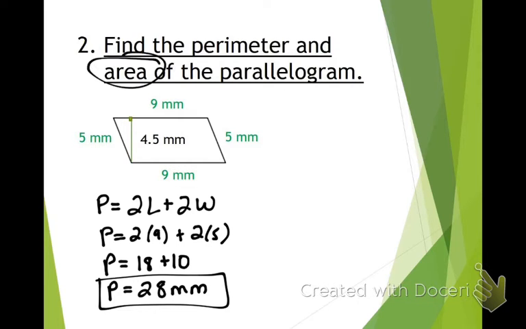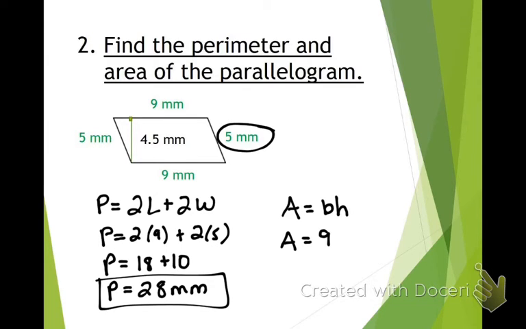We're still trying to find the area of the parallelogram. What's that formula? Base times height. All right, what's my base? 9. What's my height? 4.5. Why is the 5 not my height? Because it's the side. That's the width, but how do you figure out what the height is?